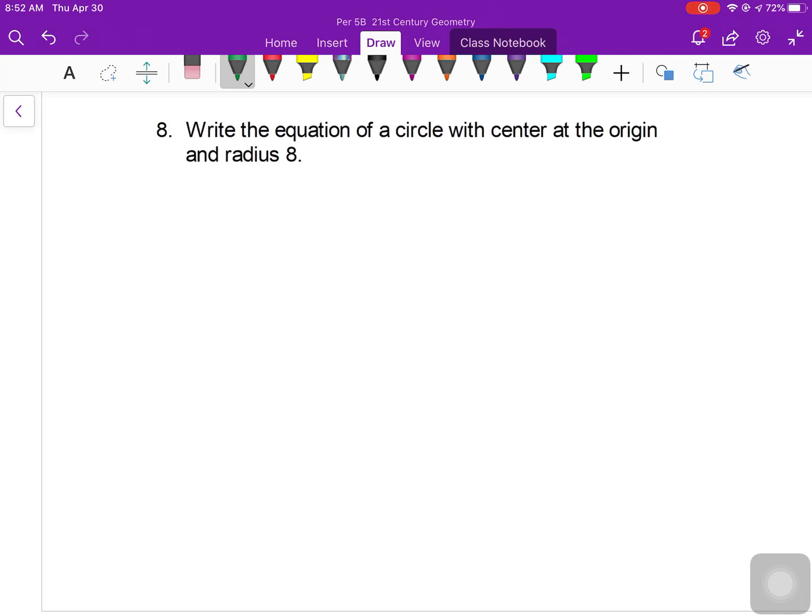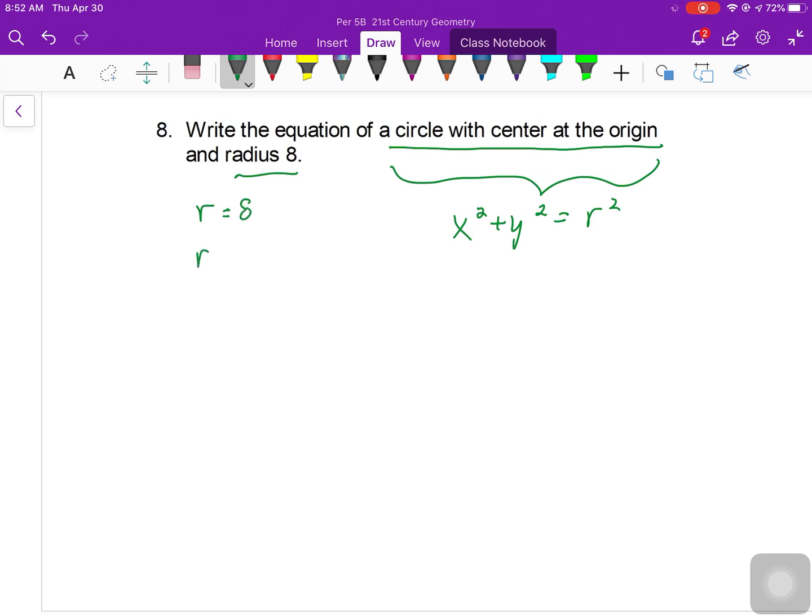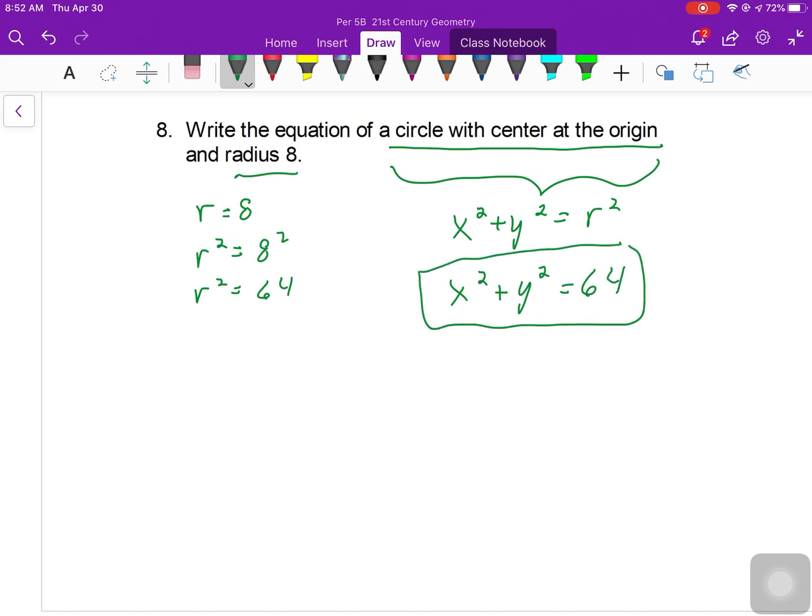Let's try another one of these, centered at the origin. So this one does not give us a graph, but it says that it's the equation of a circle with the center at the origin, and they tell us the radius is 8. Since it's centered at the origin, we know it's going to follow this form: x squared plus y squared equals r squared. R was given to be 8, so r squared would be 8 squared. R squared then is 64, so our equation is x squared plus y squared equals 64.